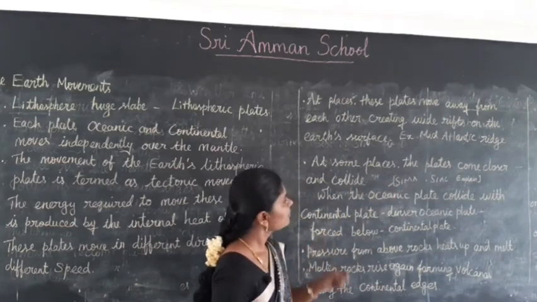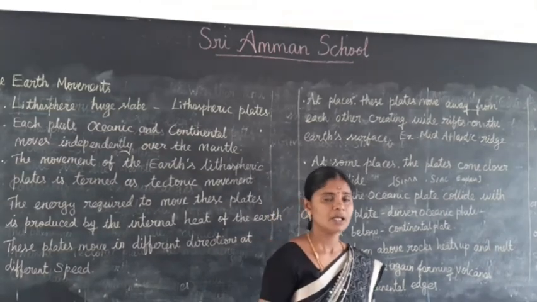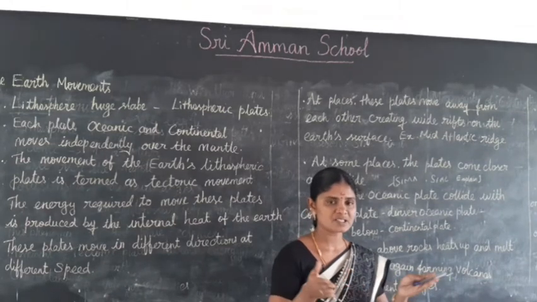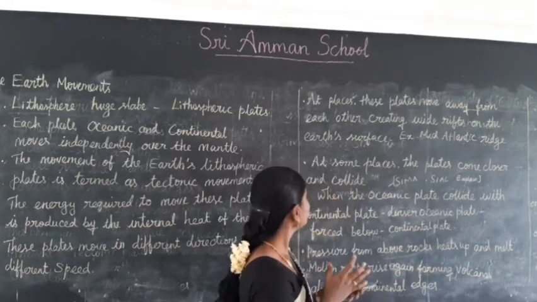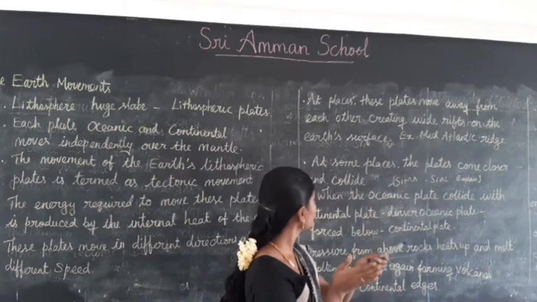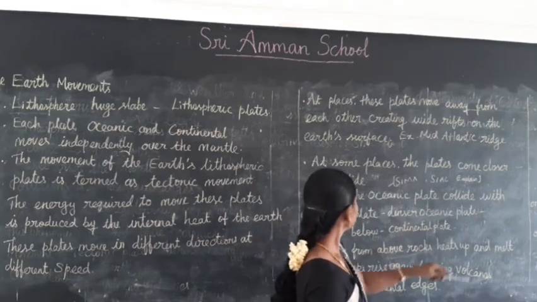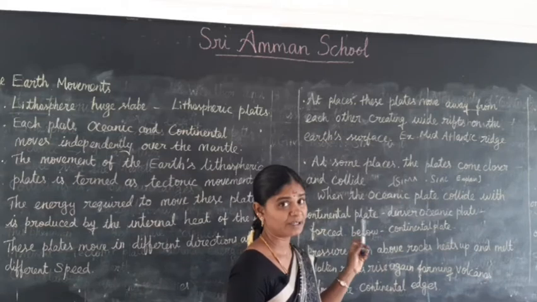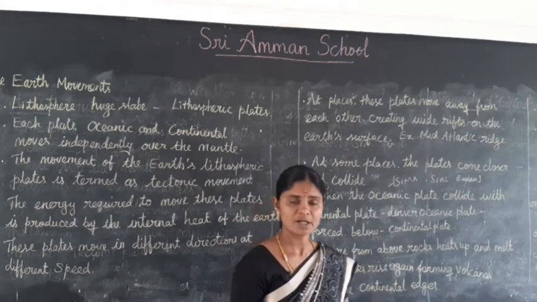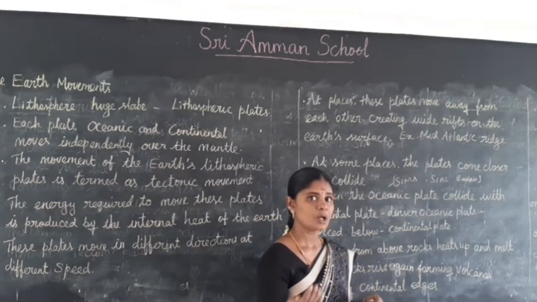At other places the plates come closer and collide. Collide means come closer and join to each other. When oceanic plate collides with the continental plate, denser oceanic plate, already I told you oceanic plate is denser than continental plate.